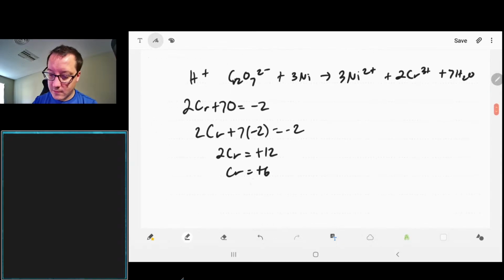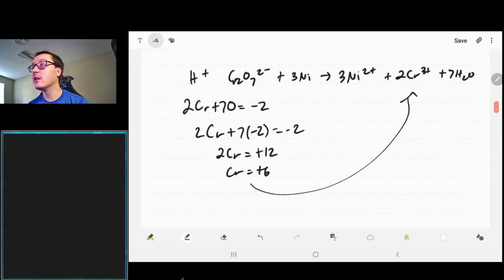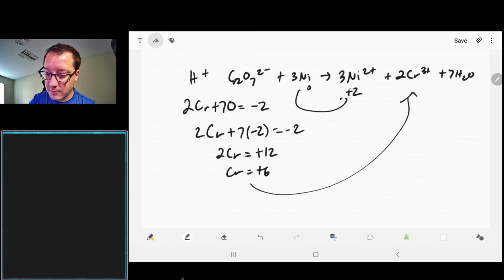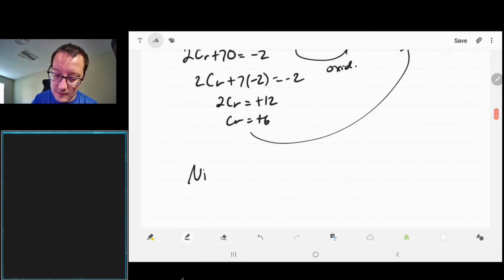We can see already that Cr is becoming 3 on the other side, but that's reduction, right? That's not what we're looking for. If we look at nickel, though, it's going from 0 to plus 2. That we can just see right away as well, hopefully. And so that's our oxidation, which means that nickel is the reducing agent.